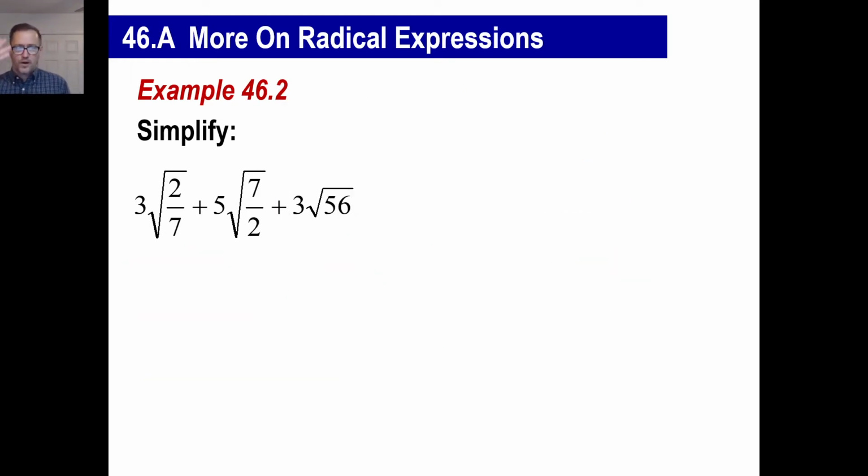All right, so pause and copy if you need to. We'll take the left one and go 3 square root of 2 over square root of 7, and of course, square root of 7, square root of 7, plus 5 square root of 7 over square root of 2, and then square root of 2, square root of 2, plus 3 times the square root of 56, blech.